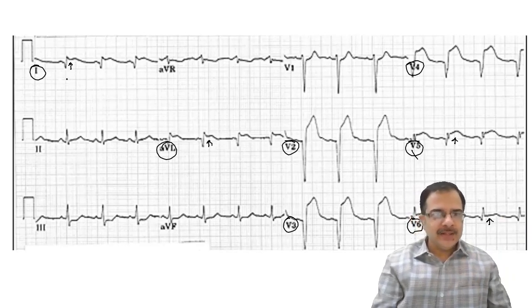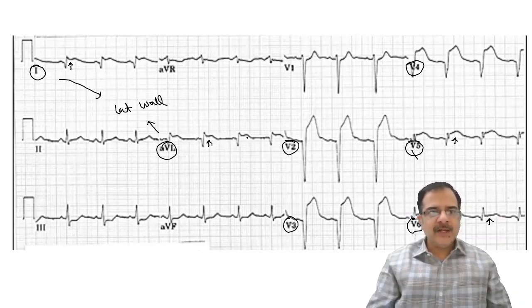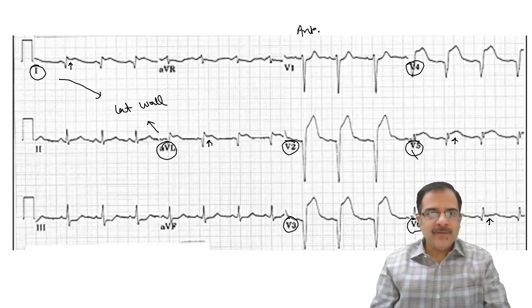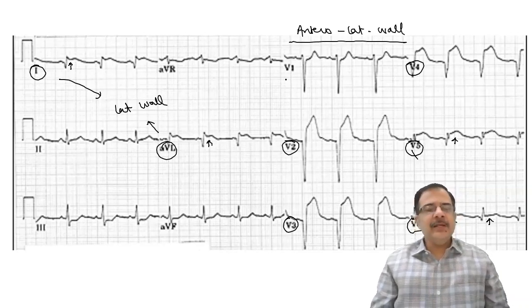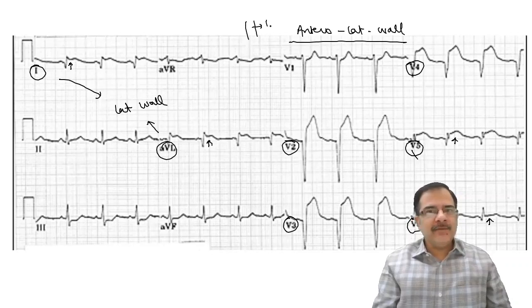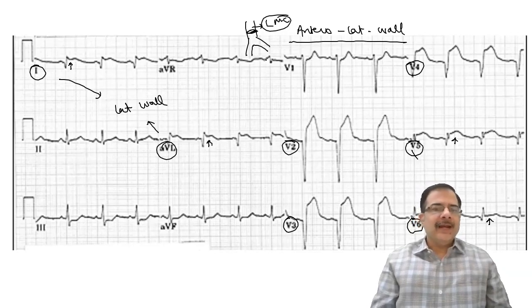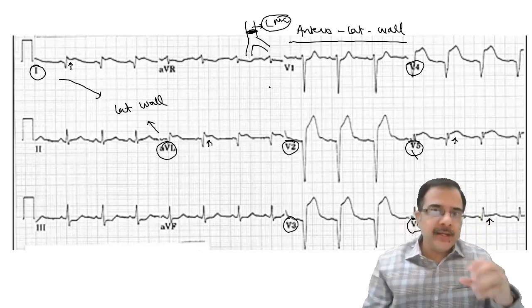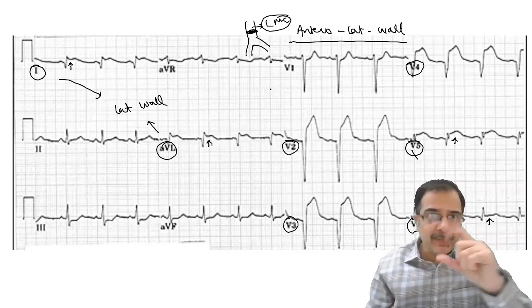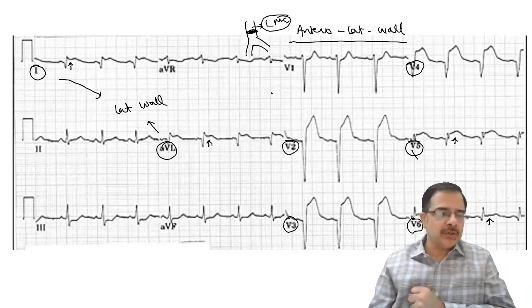So this suggests the lateral wall was affected and the anterior wall here. So it is totally an anterolateral wall MI. Anterolateral means most likely the left main coronary was blocked, and that has led to an extensive MI, anterior wall as well as the lateral wall. And remember, when left main coronary is blocked, the treatment is bypass, not the PCI.